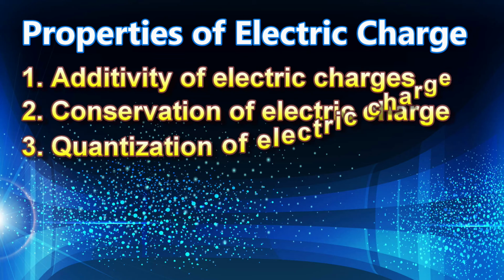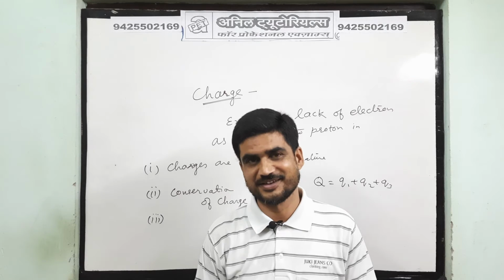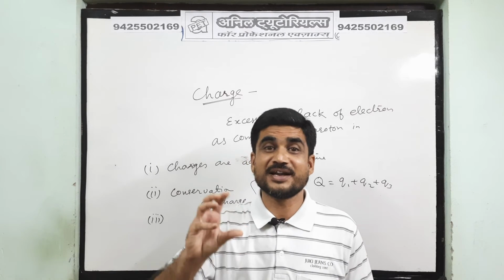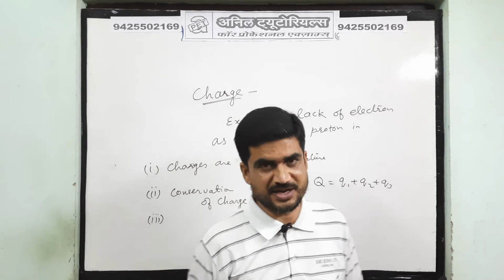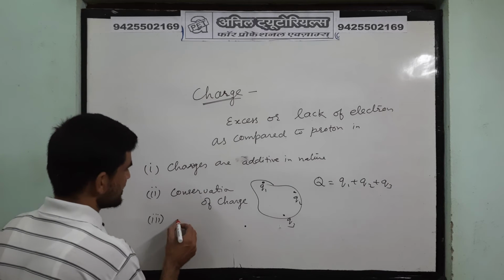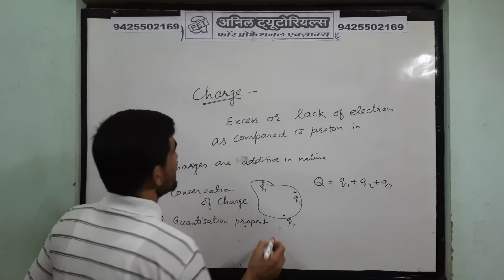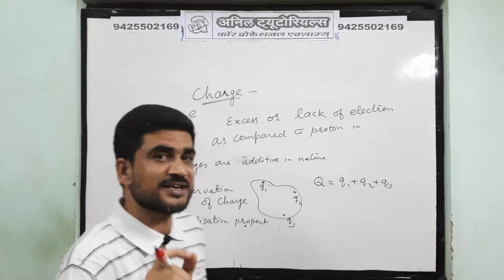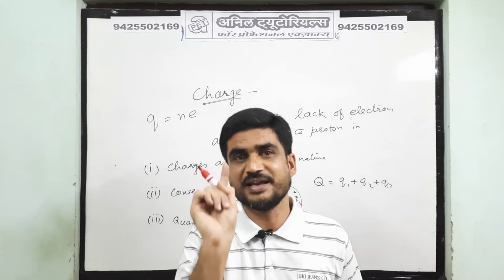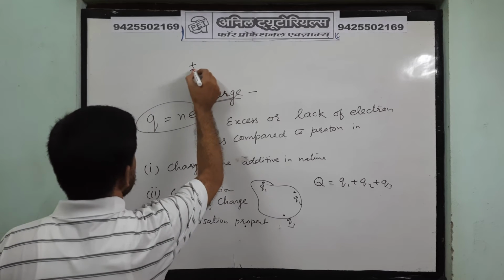Now the third property is the quantization of electric charge. Quantization of charge means the charges are quantized. It is an integral multiple of some particular charge. So what is that? Charges are integral multiples of a particular charge. So when we find a charge on any substance, it will be an integral multiple of a particular charge. And what is that particular charge? That particular charge is the charge of one electron. So we can say this is the quantization. So plus or minus n e.